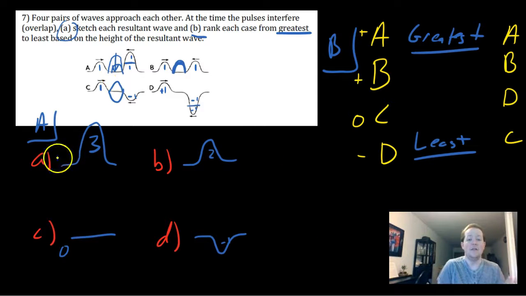All right, but this is the key. Can you draw these waves as they are interfering with each other? Okay, oh my gosh, those were the solutions. Hopefully it helps clear some things up.